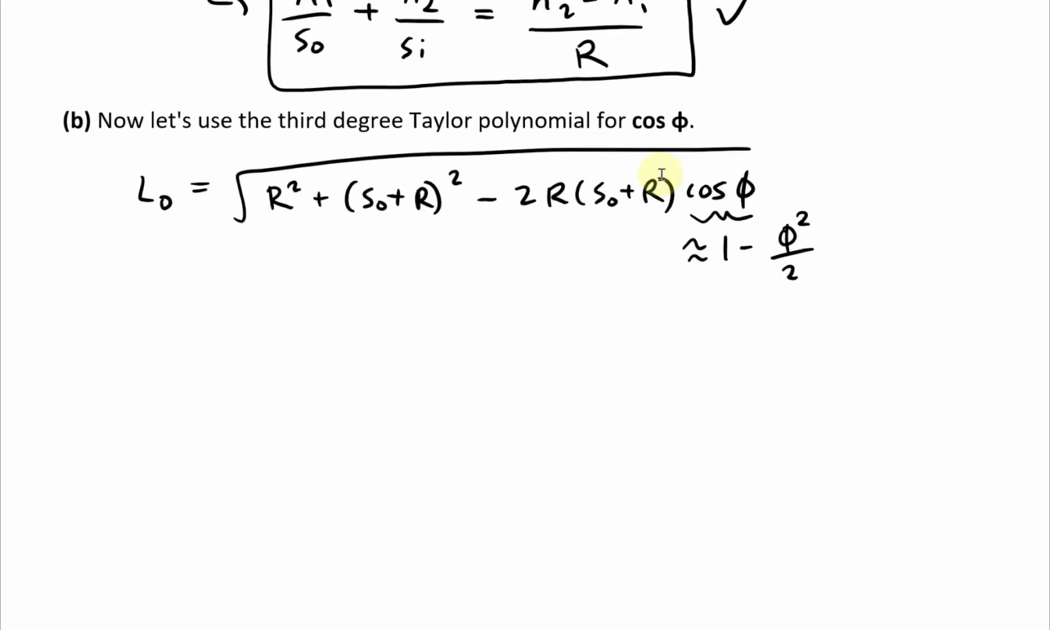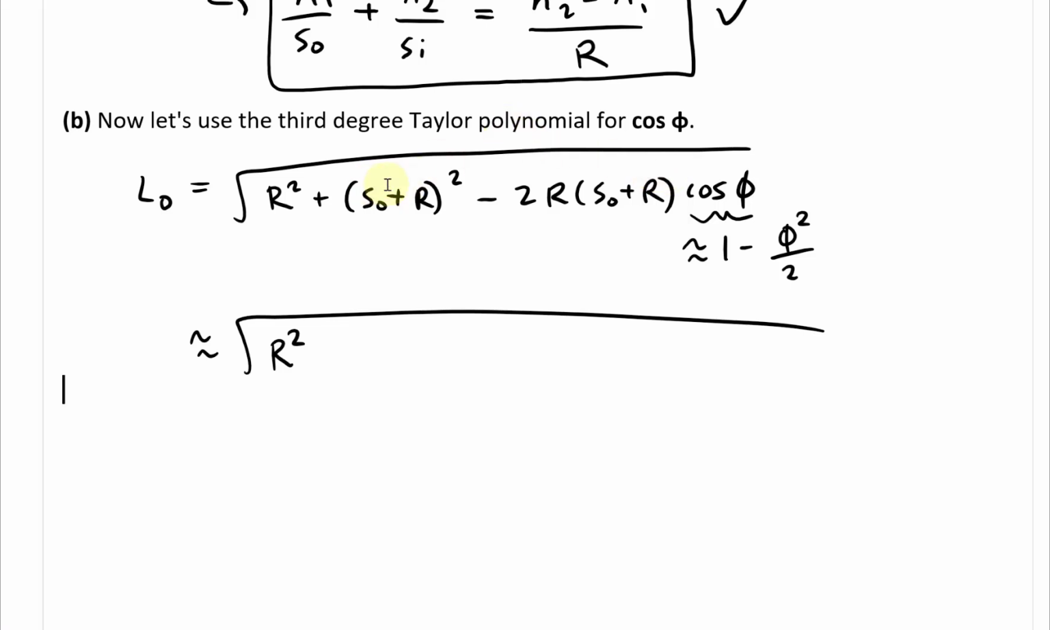Alright, so this means this can be approximately equal to, and let's save some time by expanding what we already have. So r squared, and this one, just FOIL it out, is s naught squared plus 2s naught r plus r squared. Now let's multiply this inside. We're going to have a 2r s naught, put this in a bracket, plus, actually I'll just keep it as plus, so you keep the negative out of there. So plus 2r squared.